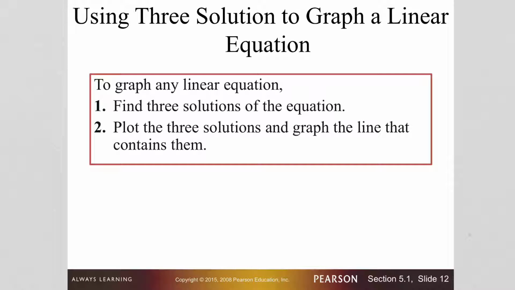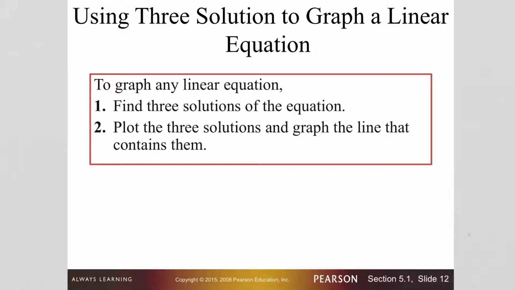Okay, so to graph a line, you really only need 2 points. It doesn't matter if you have the intercepts. You could have any points that lie on the line. And if you remember, we've talked about any line has an infinite number of points. So all you got to do is find 2 of them.